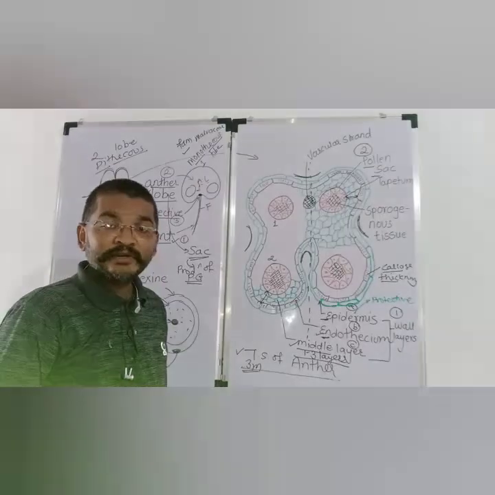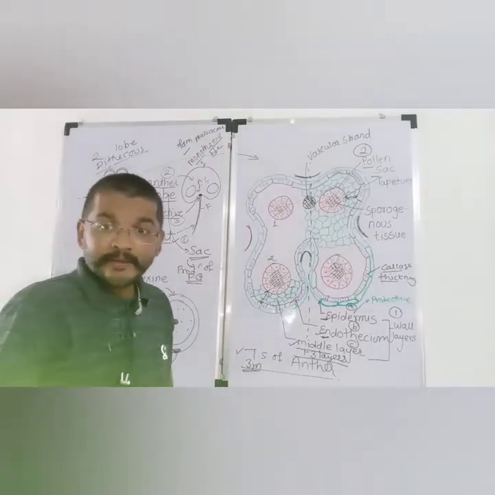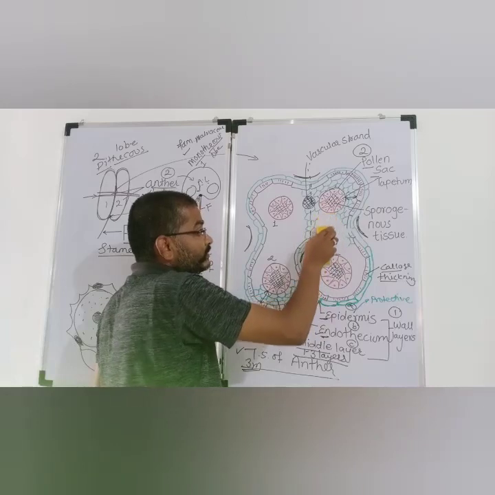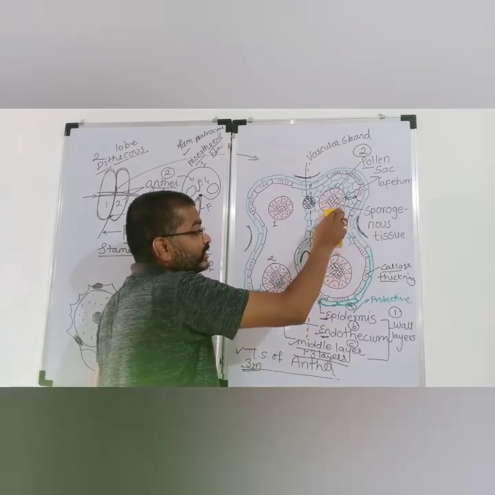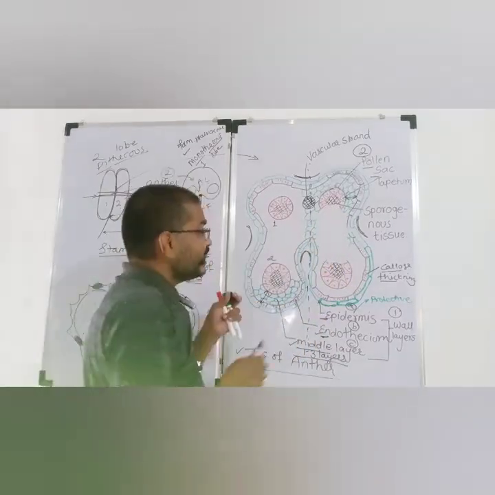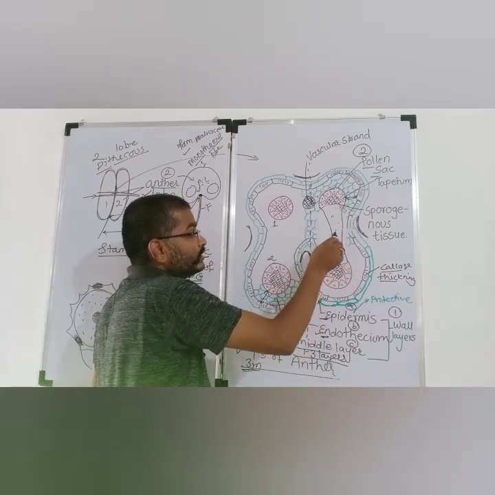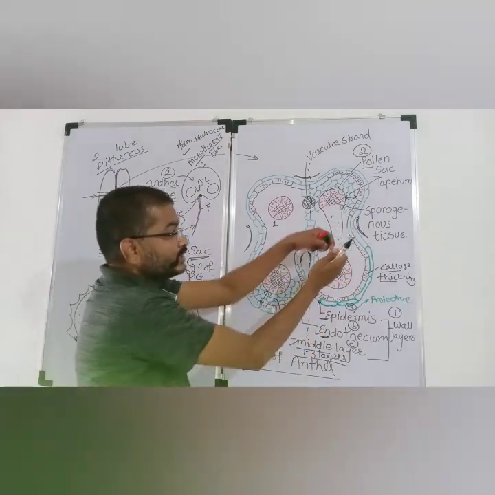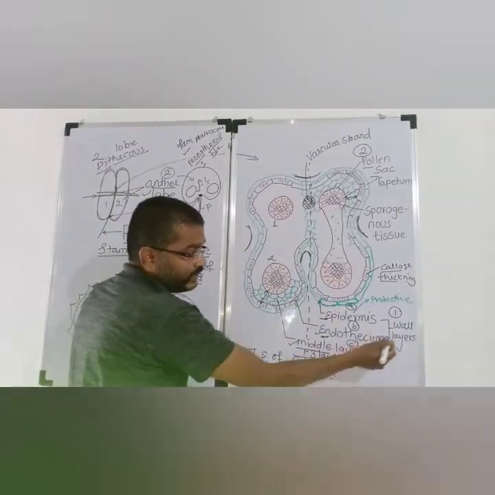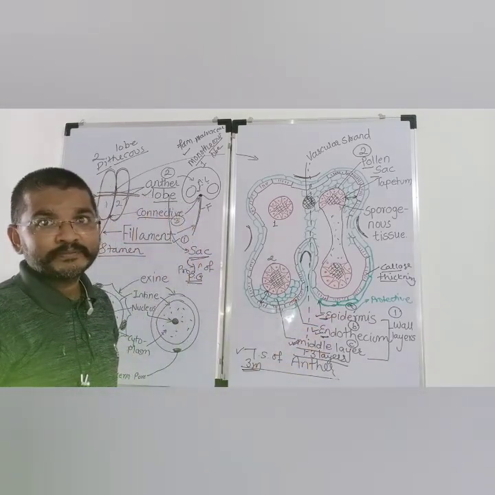The middle layers will disintegrate at the time of maturity. What happens to them? They degenerate, that is, they disappear. So after attaining maturity, when these middle layer cells disintegrate or degenerate, both the pollen sacs from each lobe will get merged together. They will get merged together, and afterwards the dehiscence will take place. So this is about the 3 wall layers. The first one epidermis, second one endothecium, and third one middle layer.